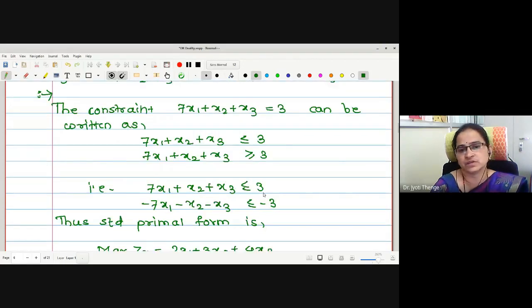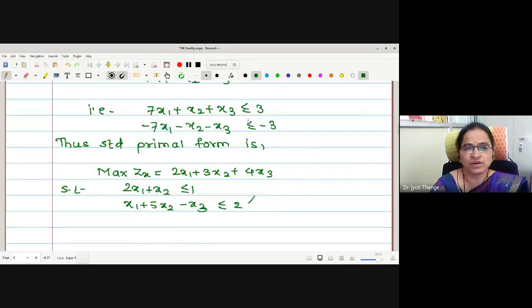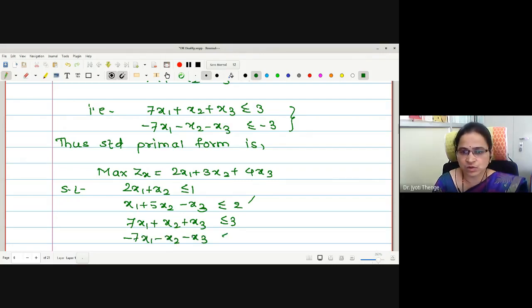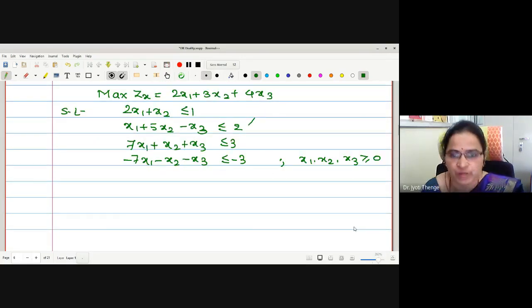x1 plus 5x2 minus x3. Now we will write these two remaining constraints. 7x1 plus x2 plus x3 less than or equal to 3, minus 7x1 minus x2 minus x3 less than or equal to minus 3, and x1, x2, x3 greater than or equal to 0. Therefore, whatever we have written is our standard primal form.